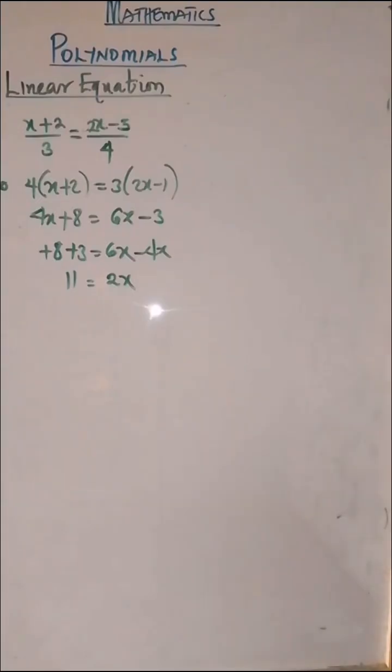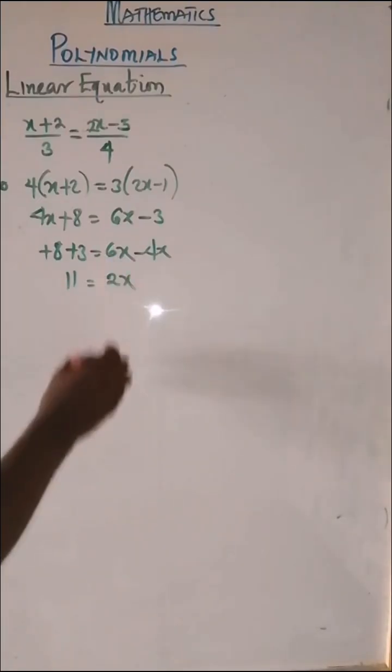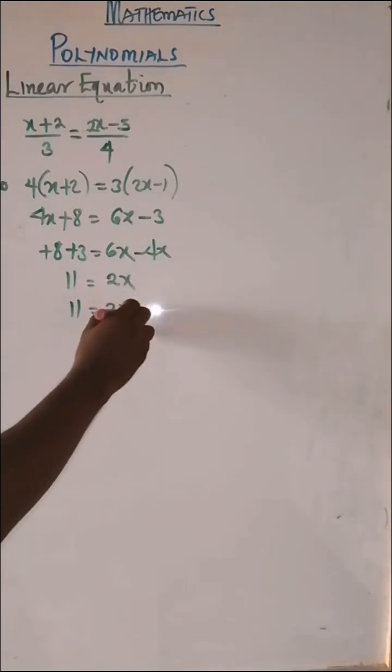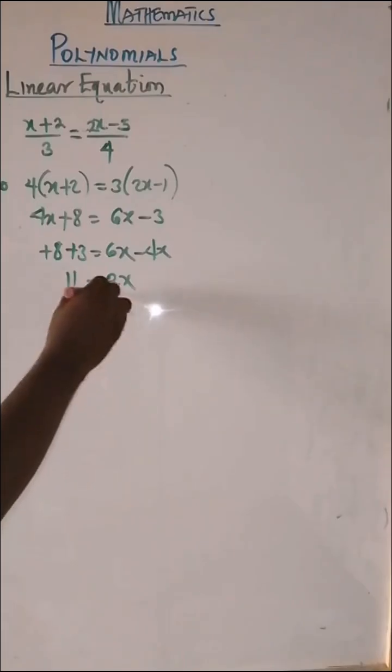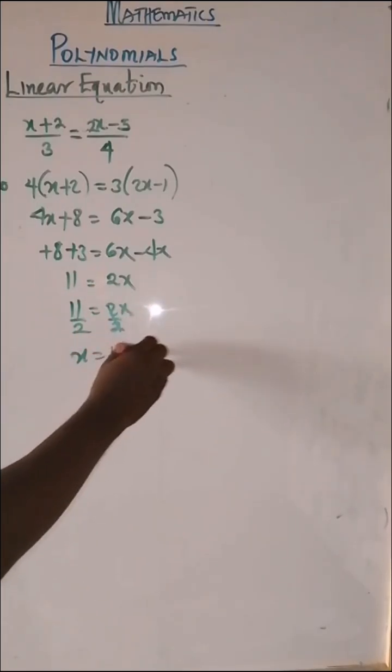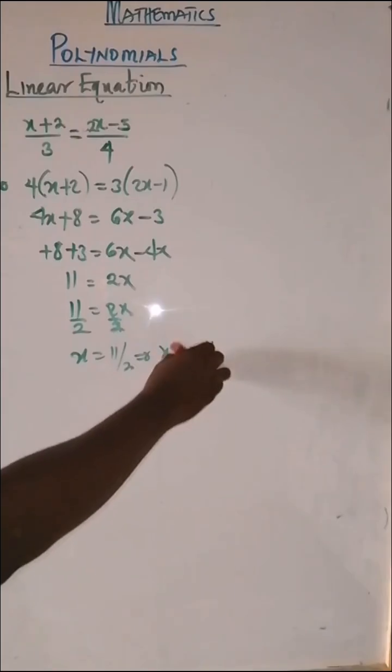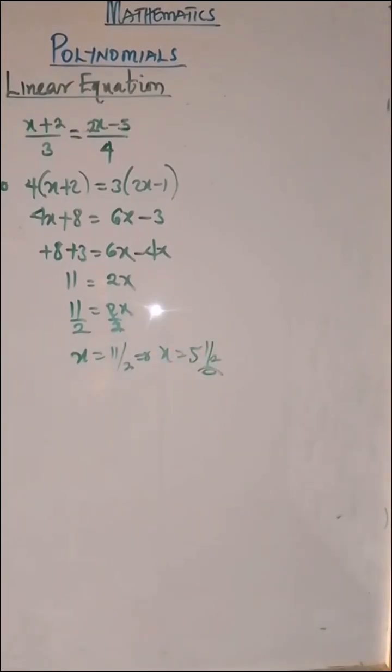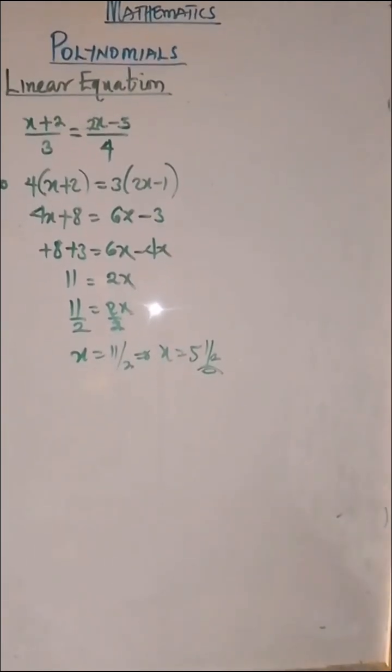To get x, we divide both sides by the coefficient of x, which is 2. So we have x equals 2x over 2 over 2. Cancel. So our x becomes what? 11 over 2. If you want the answer to be a mixed fraction, x equals 5 and 1 over 2.